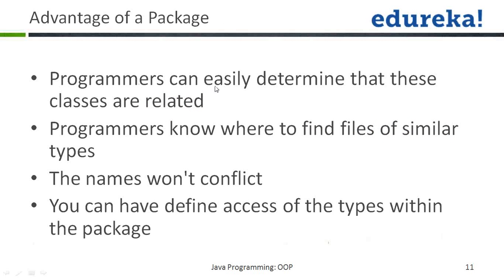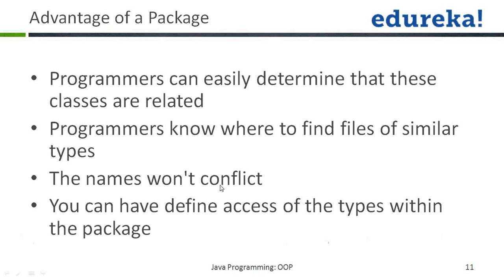Advantages of a package. Programmers can easily determine that these classes are related. First of all, as soon as he sees a package and he sees 10 classes within it, he will understand that yes, these classes must be of the same type. That means they must be interrelated. Programmers know where to find files of similar types. When you are searching for a particular kind of classes, you'll just search for the package. Once you find it, you'll find that all the other classes will also be present in the same package itself, so searching for classes will be quite easy.